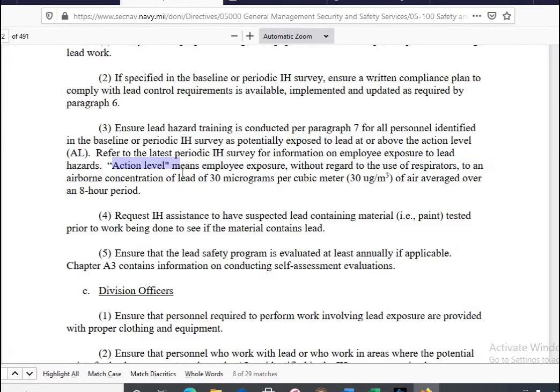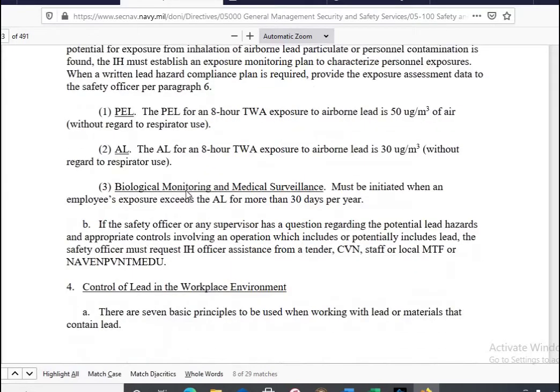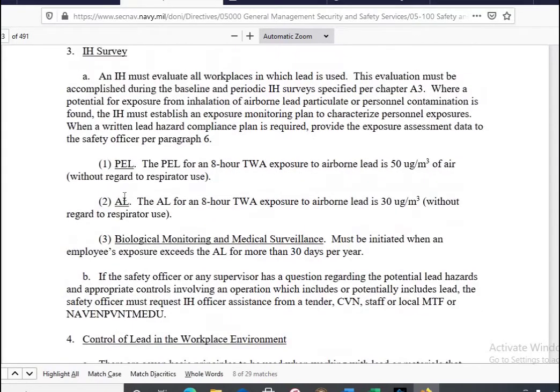Okay, so all action level means is people are exposed. So not necessarily hazardous, but action level, where people are exposed, is 30. And then that permissible exposure level is 50. So it's 20 higher. Both of them are using the same measurement, micrograms per cubic meter. So just remember 30 is the AL, 50 is the permissible exposure limit.